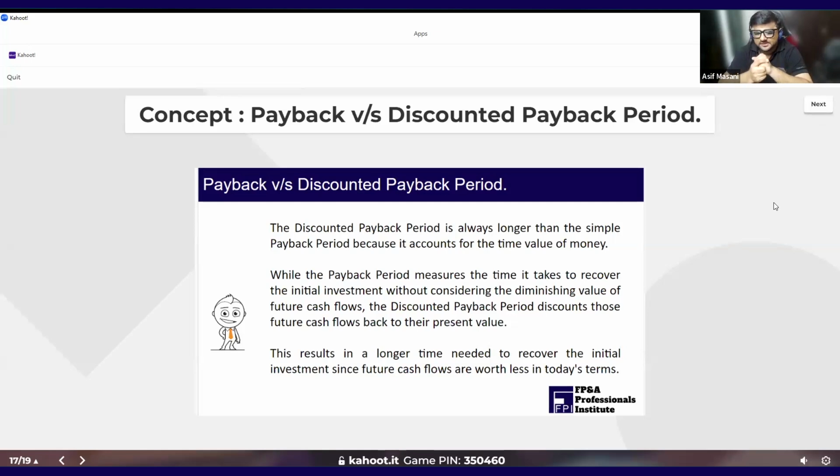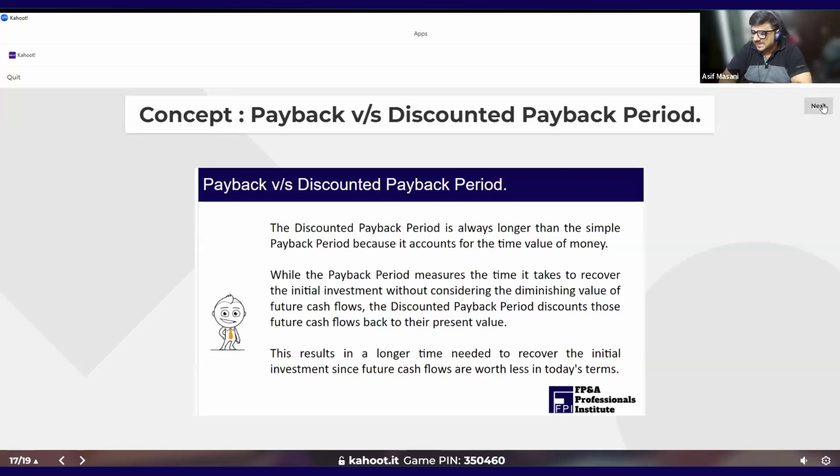It is because the discounted payback period takes into account the time value of money. So when you take into account the time value of money, it will always result in a longer time needed to recover the initial investment. So that's on the discounted payback period versus the simple payback period.